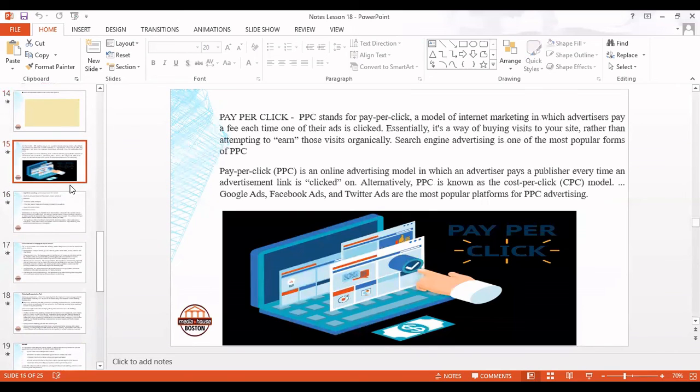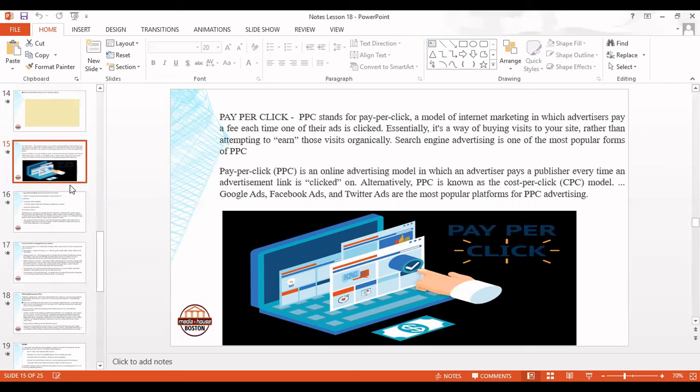Now, the last thing that we want to talk about is pay-per-click. PPC stands for pay-per-click. It is a mode of internet marketing in which advertisers pay a fee each time one of their ads is clicked. Remember, pay-per-click, you usually find it on Facebook, on Google. It usually comes with an AD on it. If it is an AD, it means it's not an organic advertisement. It means it has been paid for. So once you click there, that means whoever is the owner of that will be charged. That's why it's called pay per click.